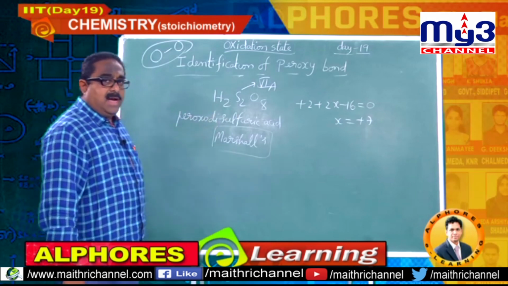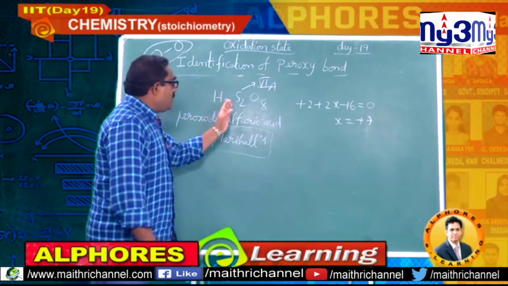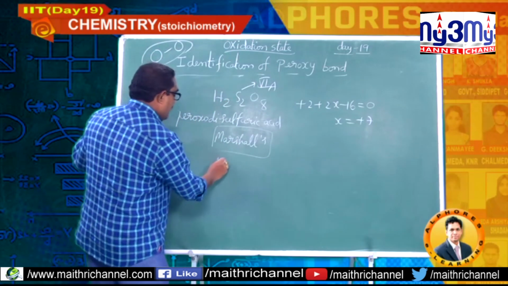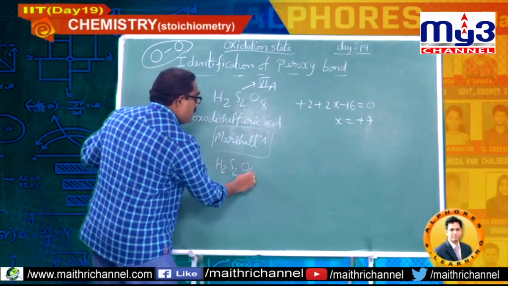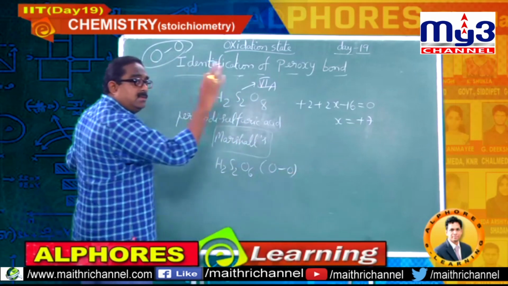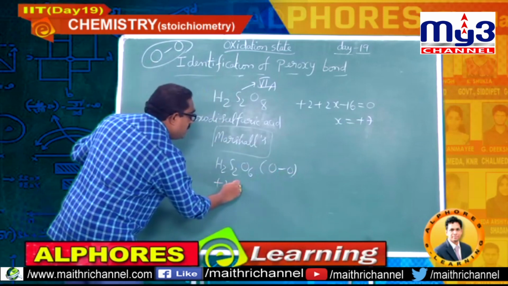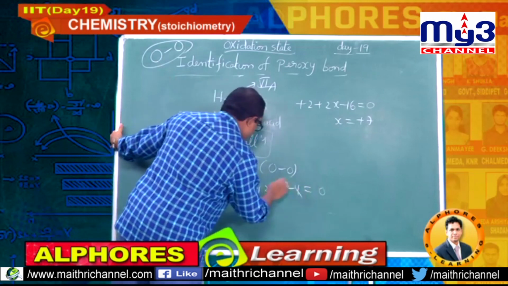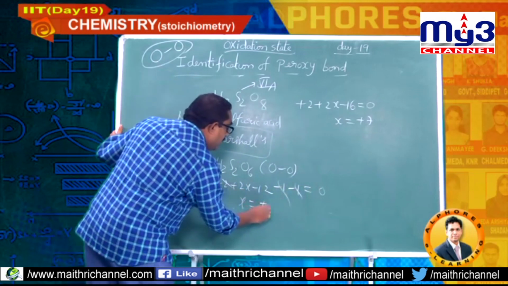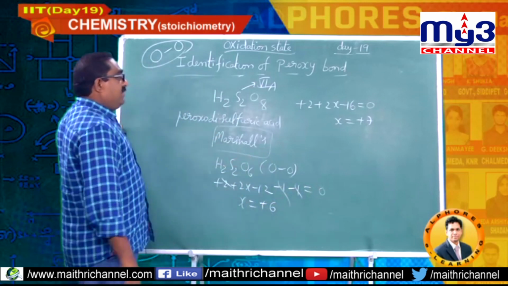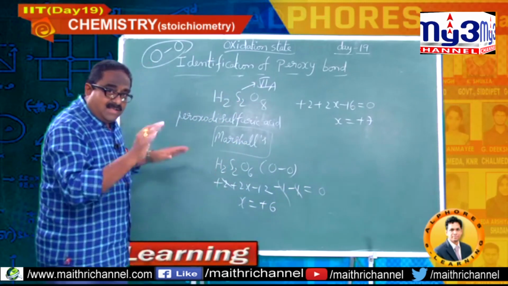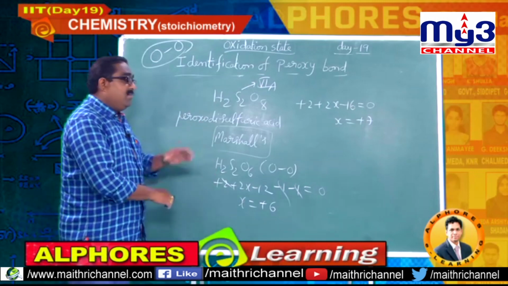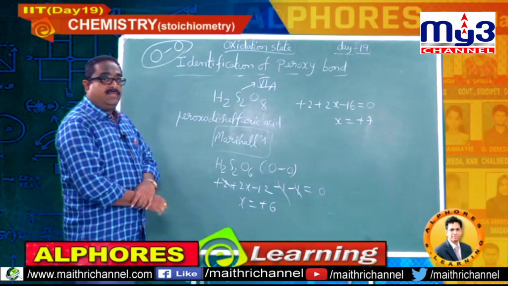No doubt, immediately you can conclude that it also contains one peroxy bond. Peroxy bond means separate two oxygens. I am writing here H2, S2, O6, O. Then count as per normal rules. Plus 2, plus 2x, minus 12, minus 1 equals 0. So, x is again plus 6. So, the oxidation state of sulfur in this compound is also plus 6 only. This is one more example of how to identify a peroxy bond. Please note it down, students.